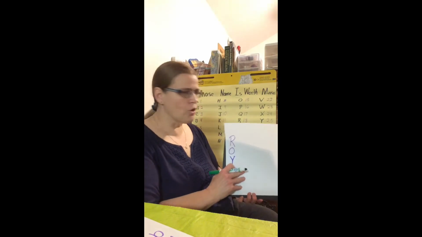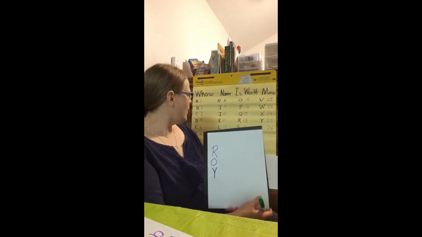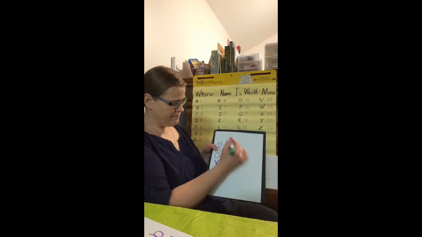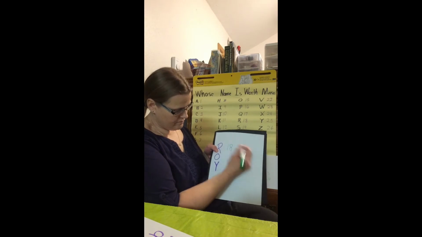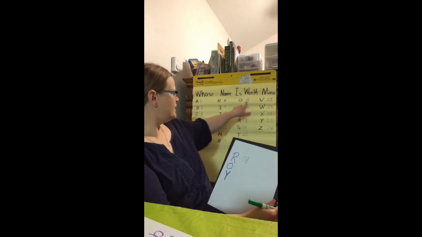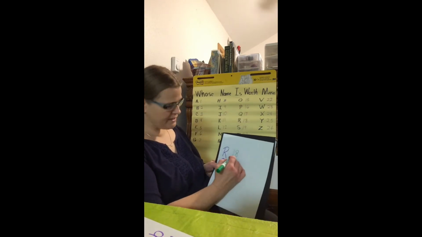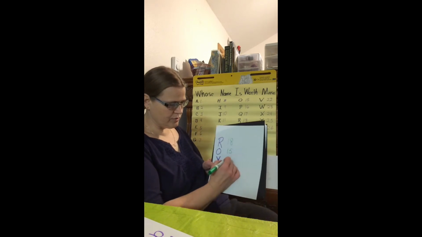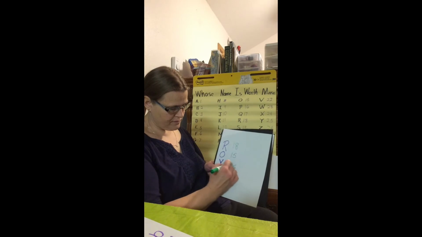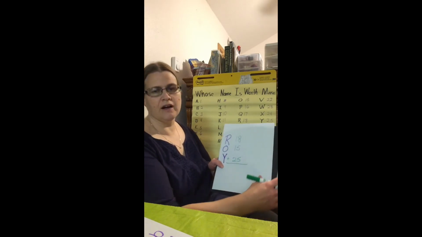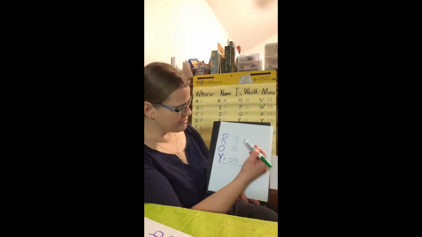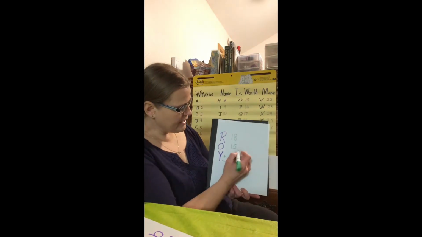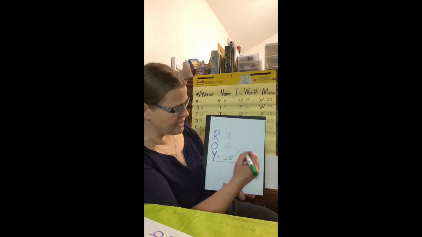Another name I have picked out is Roy. The R is 18. O is a value of 15. And Y is 25. Again, we're going to add up the columns. First, the ones row. Again, I see 5 plus 5 is 10.